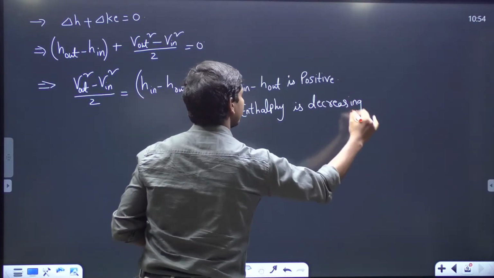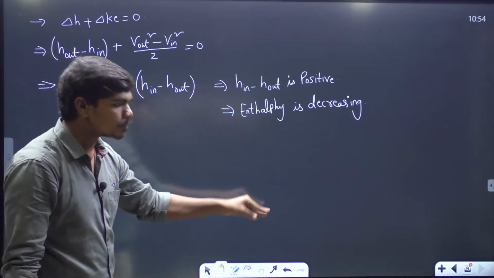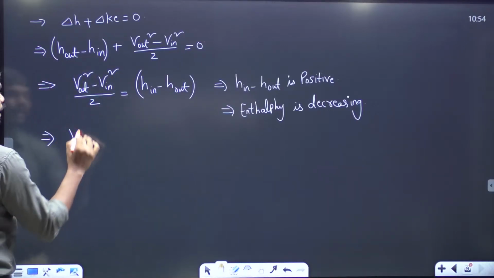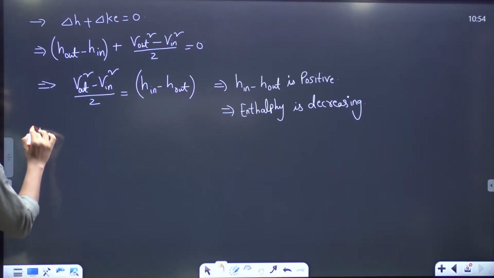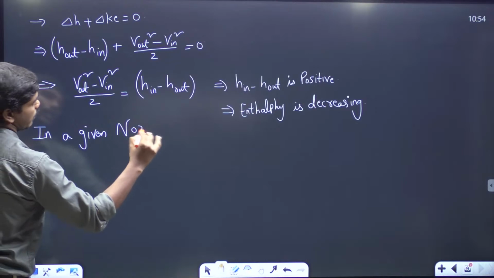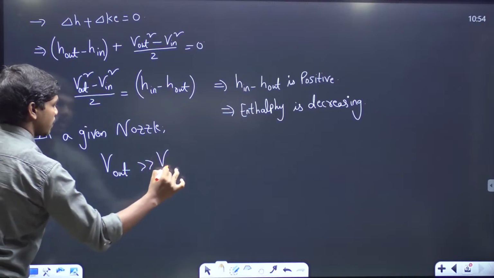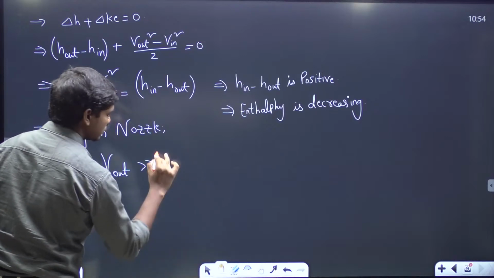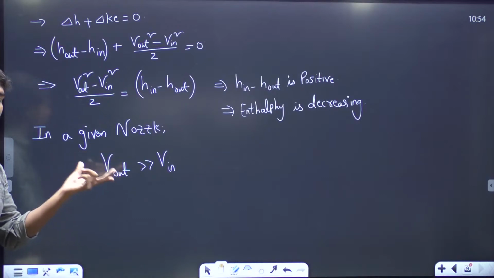So at the expense of enthalpy, the nozzle accelerates the fluid and increases its kinetic energy. Okay, so there is some enthalpy drop and there is an increase in the kinetic energy. Now if you see some expressions here, in a given nozzle, generally V out will be very much greater than V in. It could be some hundreds of times actually. If you take rocket nozzles, this condition is absolutely perfect. So generally this V out is always greater than V in.